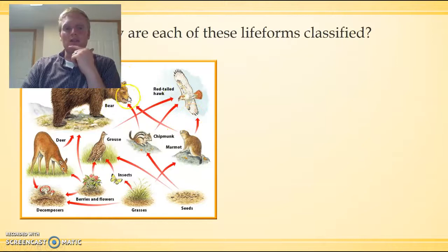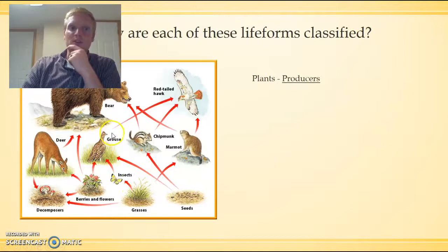They all have different names for how they fit into this food web. Okay, so the plants are our producers. We've talked about that. They photosynthesize their own energy from the sun, and so they're able to produce their own energy. And so they are our producers in this food web. Now, the producers have to get consumed by something.